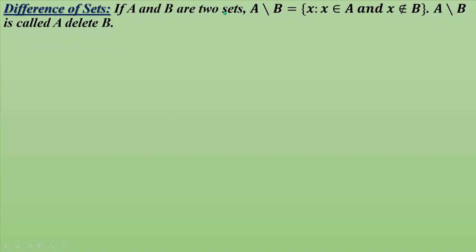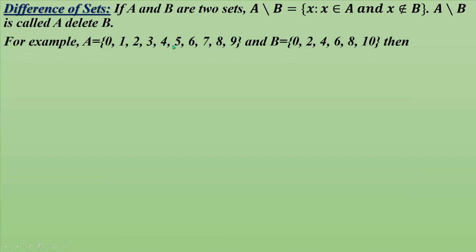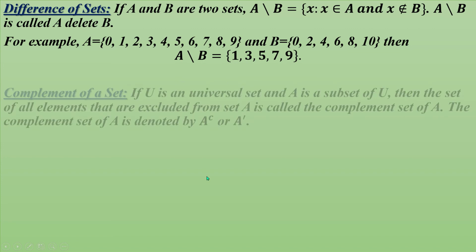Difference of sets. If A and B are two sets, then A delete B, or A slash B, means the set of x such that x belongs to A and x does not belong to B. A slash B is also called A delete B. For example, A is equal to this and B is equal to this, then we can say 0, 0 omit, 2, 2 omit, 4, 4 omit, 6, 6 omit, 8, 8 omit. Then A slash B is equal to 1, 3, 5, 7, 9.